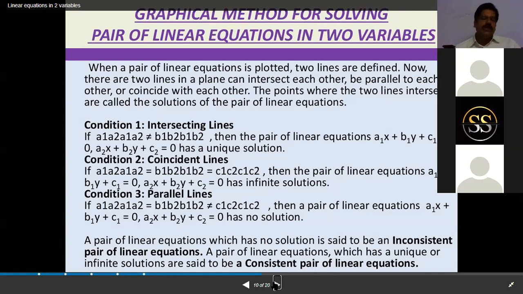And condition 2, coincident lines, means a1 by a2 is equal to b1 by b2 is equal to c1 by c2, which means they have infinitely many solutions. And parallel lines means a1 by a2 is equal to b1 by b2 is not equal to c1 by c2, then it has no solution. Parallel graph means no solution, infinitely many solutions means coincident lines, and a unique solution means intersecting lines.